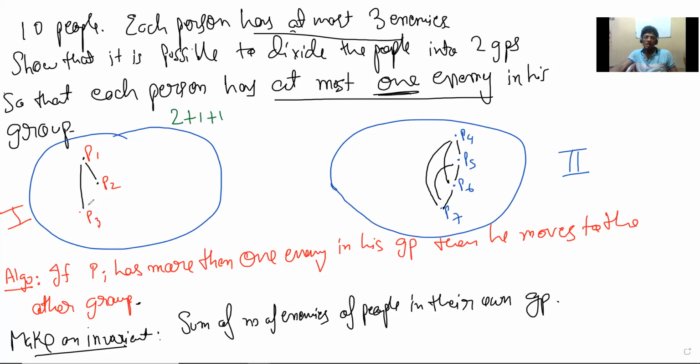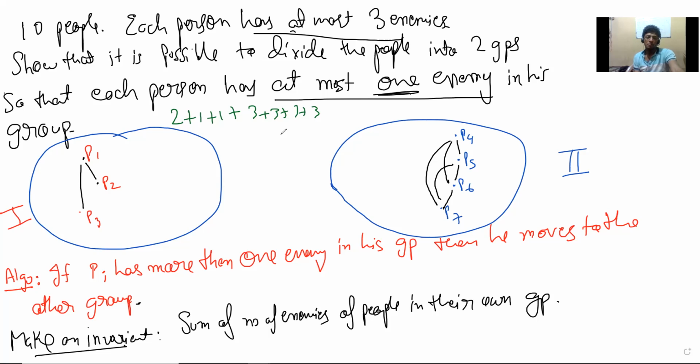As I'm repeating this, P3 could have another enemy in the other group, but that is not important. So it's 4 plus, and if you just count, P4 has 3 in his group, P5 has 3, and similarly. So this is the initial quantity. Is this clear? It's a slightly complicated question, but I just wanted to show this.